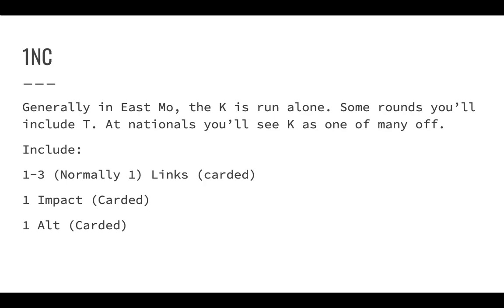In your 1NC, you should put 1 to 3 links carded. Normally 1 is plenty. 1 impact and 1 alt, all of those with cards. You don't have to do that much work on the 1NC beyond reading the shell, because that's all 1NCs need to be able to do. Read shells and make up a few analytic case arguments.